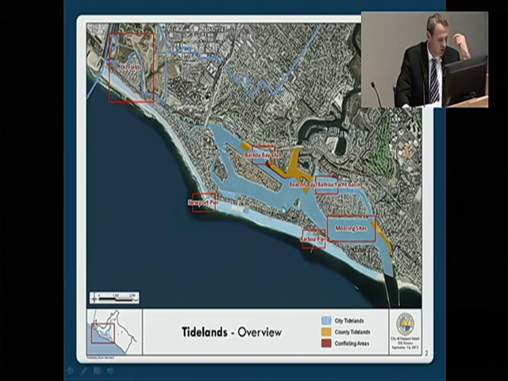but also go to the ocean, going 3 miles out to sea. Notice that the orange colors depicted in this picture are county tidelands. So although they're in the lower Newport Bay, they're not city tidelands, as well as the upper Newport Bay are not city tidelands either.